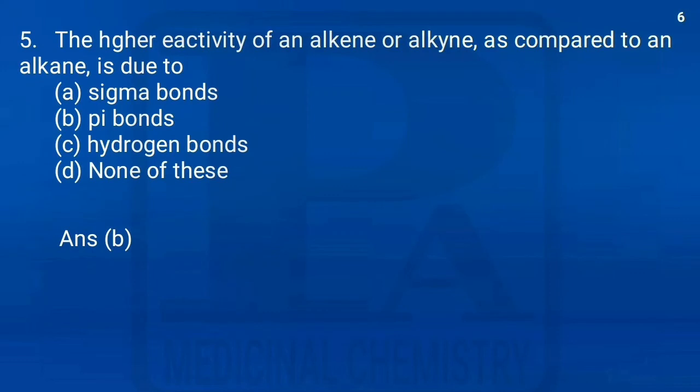The last question is: the higher reactivity of an alkene or alkyne as compared to an alkane is due to sigma bonds, pi bonds, hydrogen bonds, or none of these. So already we have seen a related question in the first question. So here, what is the answer? That is pi bond, because alkenes and alkynes are more reactive than alkanes because of the reactivity of carbon-carbon pi bonds. So what is the answer for that? That is pi bonds.